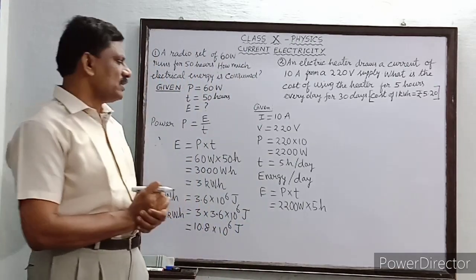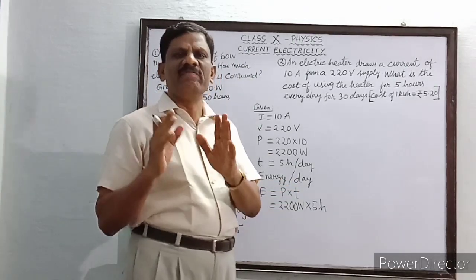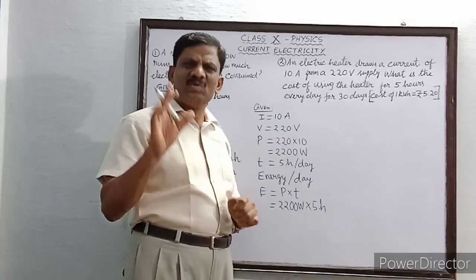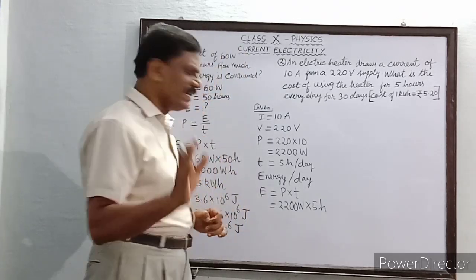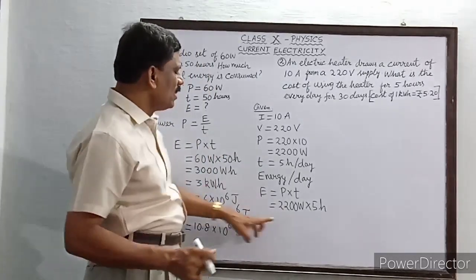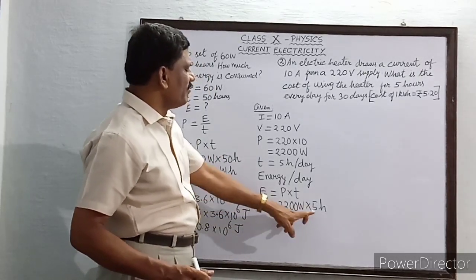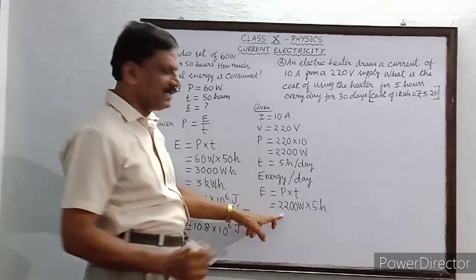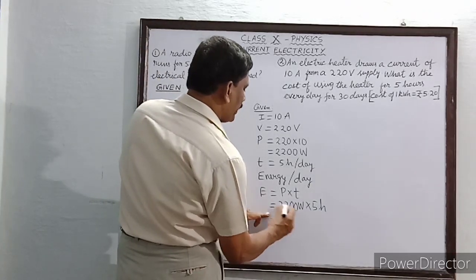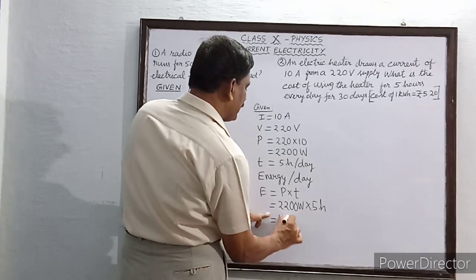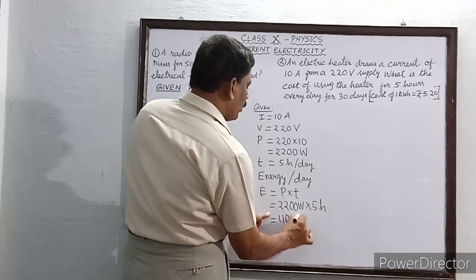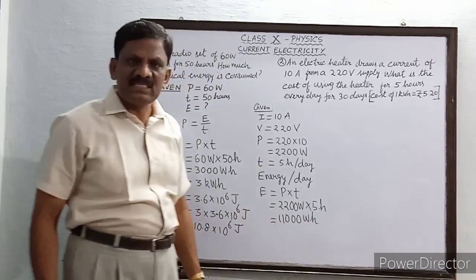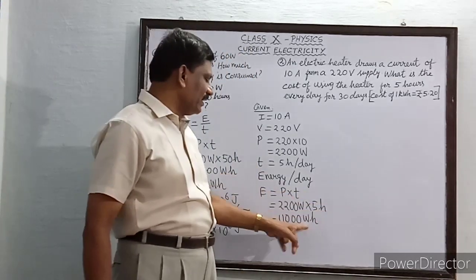Understand? So this is only the energy consumed for one day I am calculating. So stage by stage, step by step you have to do. Understand? If you do it systematically, you will not go wrong. So I will multiply this. See here, 22 into 5 is how much? 110. Is it not? So first I will write 22 into 5 is 110, followed by 2 more zeros, and the unit is what? It is a watt hour. Watt into hour.